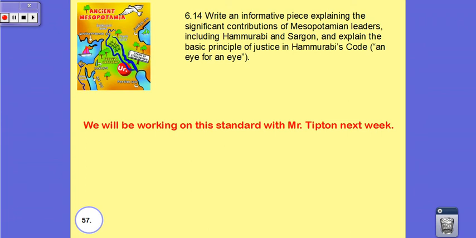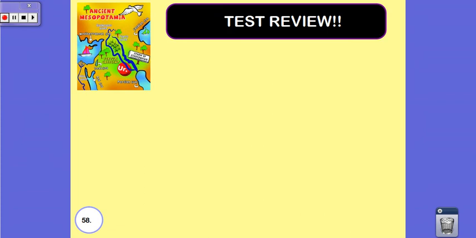Okay, and then standard 6.14 you do not have to worry about for this test because we will be working on this standard later with Mr. Tipton. So let's see if there's anything else I'm forgetting that I need to tell you.